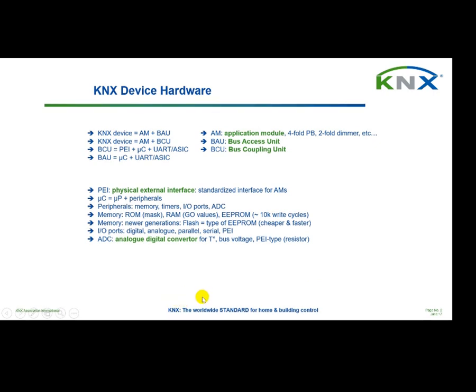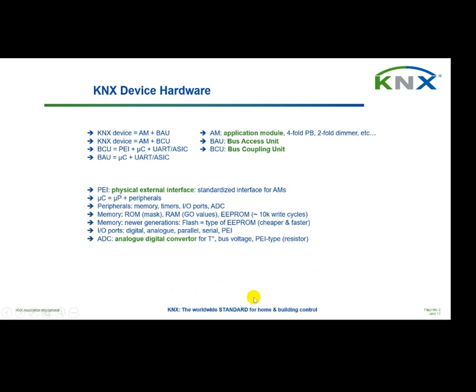Okay, what is meant by memory? Well, it's either ROM, read-only memory, which is typically used in order to store, for example, mask information. Another type of memory is random access memory, so RAM. And this is typically used, in the context of KNX, of course, for group object values. And there's also EEPROM.